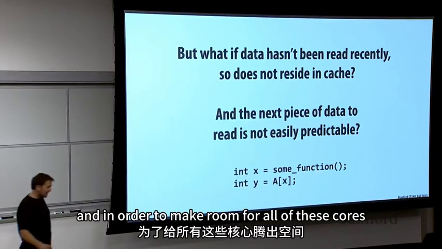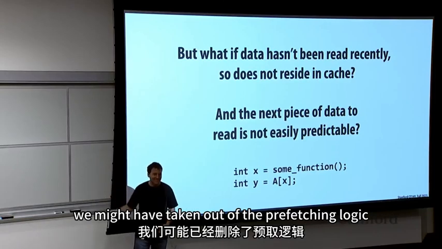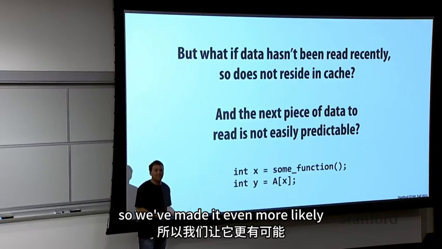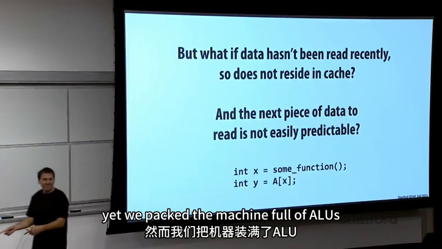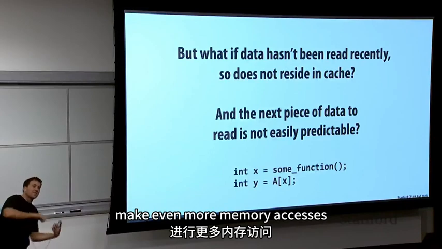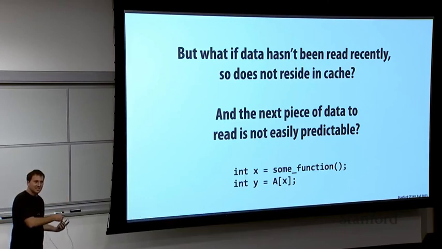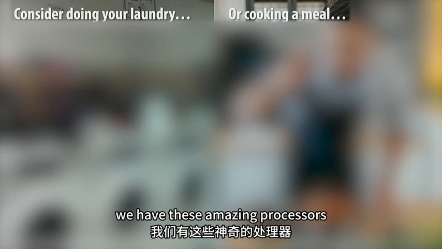And in order to make room for all of these cores, we might have taken out some of the prefetching logic. We might have shrunk the size of the cache. So we've made it even more likely that we're going to take cache misses. Yet we packed the machine full of ALUs, which means we're going to make even more memory accesses and need to make them even faster to keep all these things busy. So we've really created ourselves a little bit of a problem here. We have these amazing processors that have all this stuff, yet they're waiting on memory.